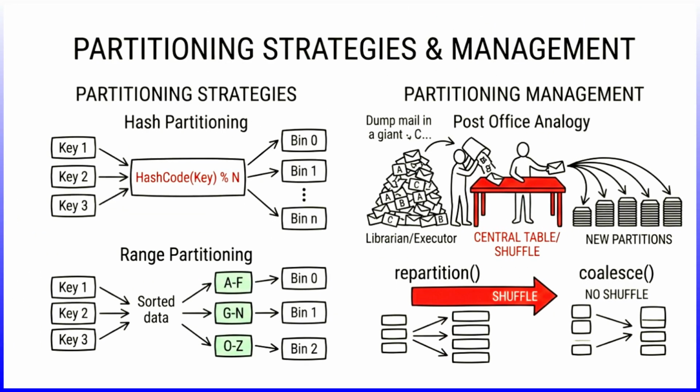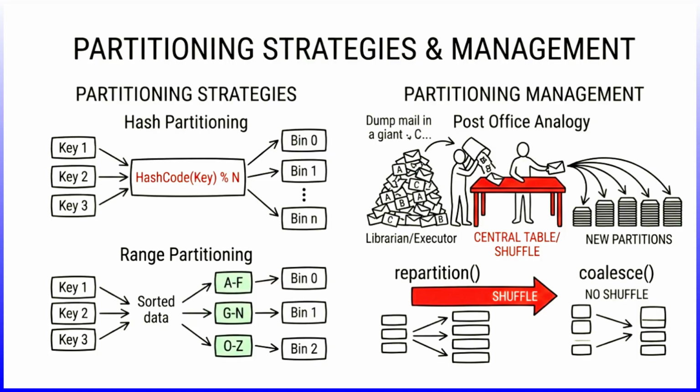And you may be wondering, how does Spark decide which record goes where? It uses two main strategies. First, there is hash partitioning. Spark takes a piece of data like a user ID, runs a math formula on it, and drops it into a bin. It's like sorting mail by the last digit of a house number. It's great for spreading things out randomly and evenly.